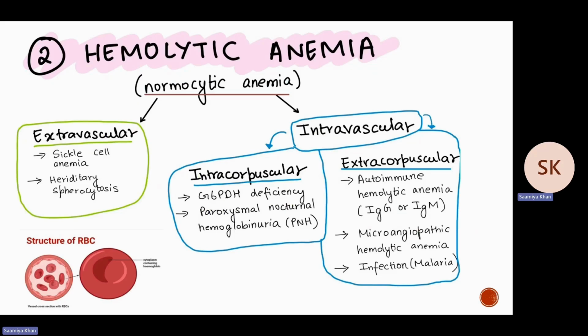In hemolytic anemia, we're normally going to see normocytic anemia, and we can divide this into extravascular and intravascular. Extravascular means that the RBCs are going to be destroyed in the reticuloendothelial system by the macrophages in the spleen, liver, and lymph nodes. Intravascular means that it's happening in the vessels. That could be within the RBC, intracorpuscular, or something that's attacking the RBC, which is extracorpuscular. So let's dive into more detail about these topics.